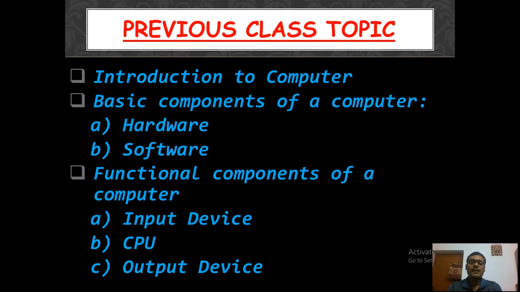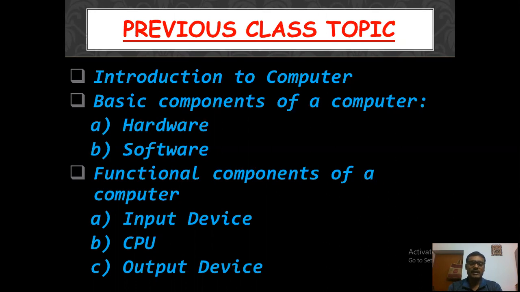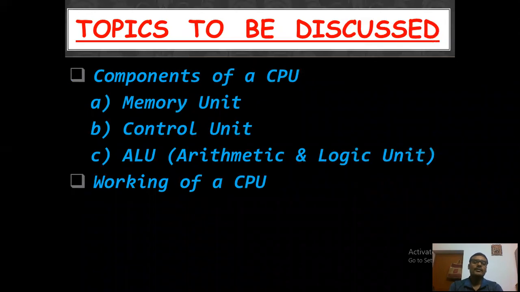Those devices which are used for inputting data into the computer, like keyboard and mouse, are known as input devices. The CPU is also known as the brain of the computer, or the processor of the computer, which is responsible for doing all the processing. An output device is used to generate the output, like monitor, printer, etc.